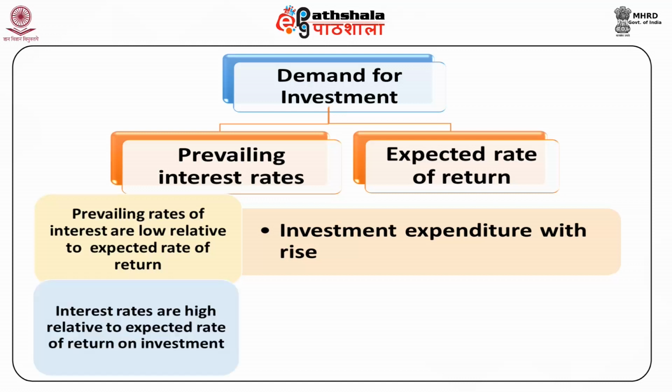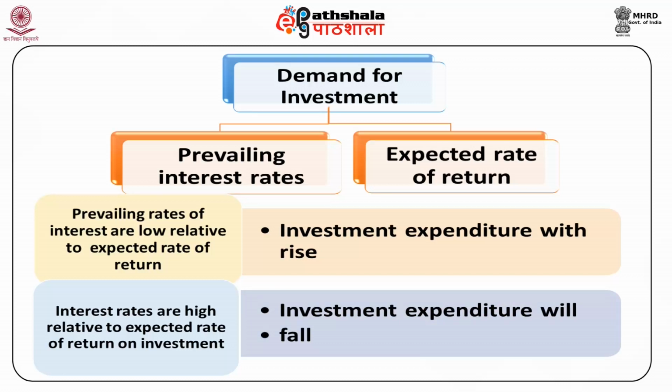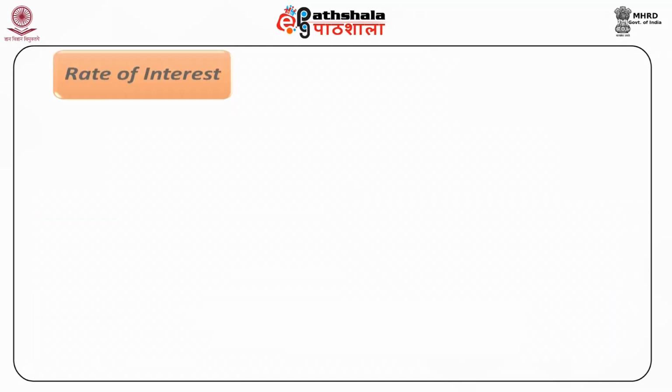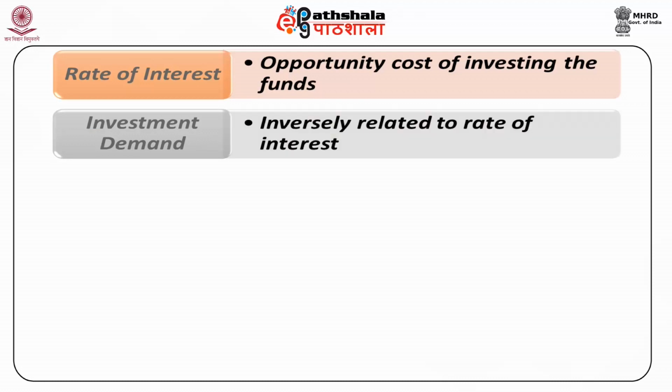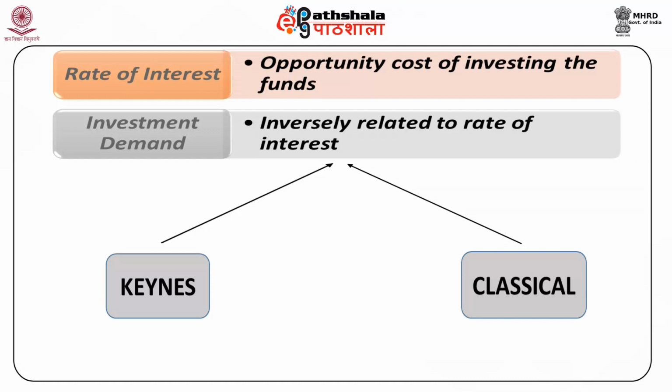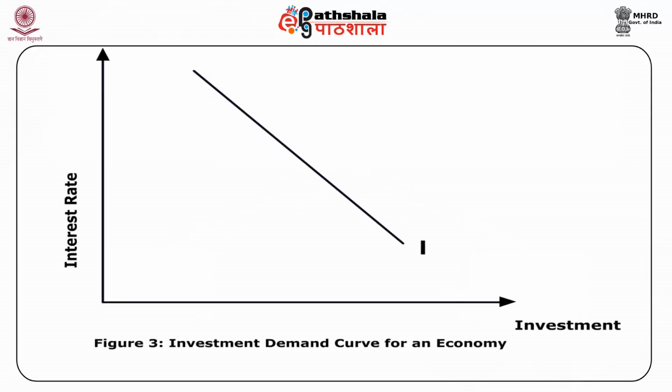If the interest rates are high relative to the expected rate of return on investment, then investment expenditure will fall. In this sense, the rates of interest are the opportunity cost of investing the funds. This indicates that investment demand is expected to be inversely related to rate of interest. In this respect, both Keynes and classical economists had similar view. Let us understand this concept with the help of a diagram.